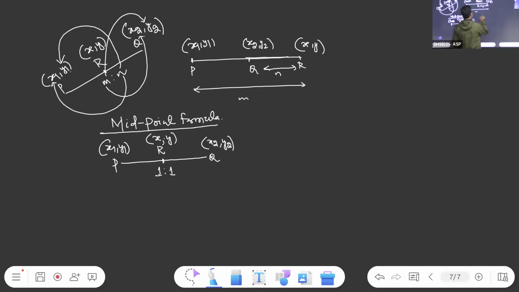So x is equal to (x1 plus x2) upon 2, and y is equal to (y1 plus y2) divided by 2. The coordinates of point x are (x1 plus x2) divided by 2. Coordinates of point y are (y1 plus y2) divided by 2. Clear? Then come to the parallelogram test.